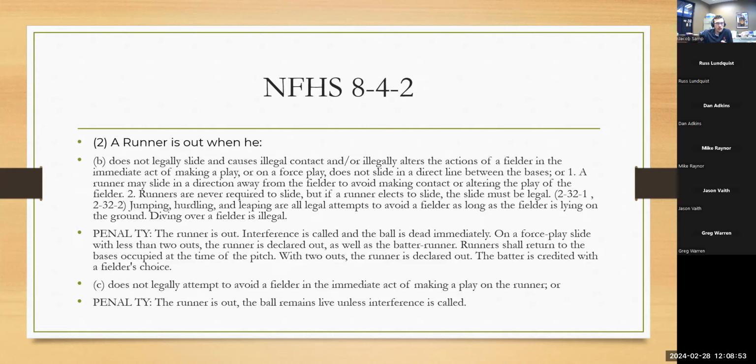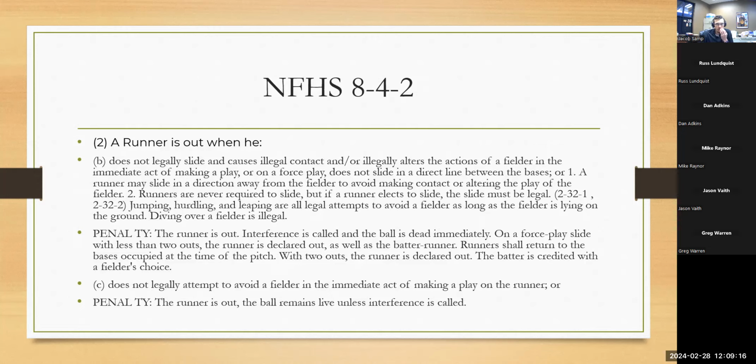Again, another slide rule here for the NFHS. I'm not going to read off of the slide, but we're looking at an immediate dead ball, and the runner is declared out.